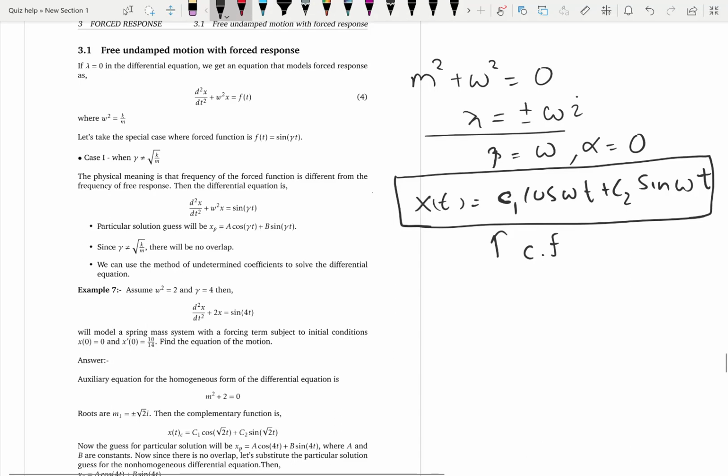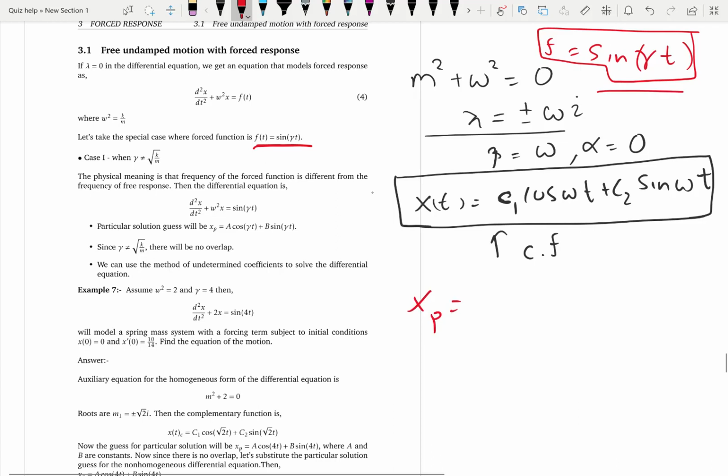But really we have a non-homogeneity here, right? And I said this non-homogeneous function is, for example, sine gamma t. That's the non-homogeneity. Let's say f is sine gamma t. Now how do you solve this problem again? Well, you have to come up with a guess for the particular solution, right? So the initial guess here is a sine gamma t plus b cosine gamma t, right? Which is something that we have seen several times now.